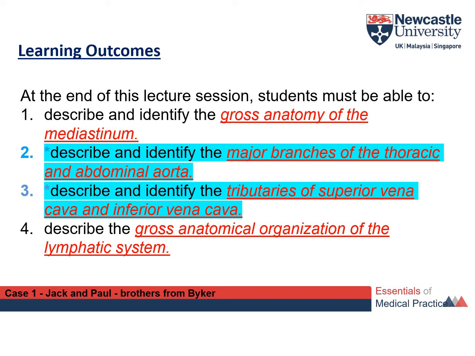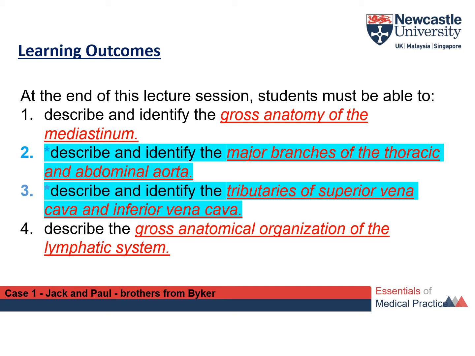Another thing that I want you to take note of, guys, is the use of the terms branches and tributaries here in the learning outcomes. What do I mean by this? Please take note that if you are talking of any description towards the arteries of the body, please use the term branches. For example, branches of the femoral artery, branches of the popliteal artery, or branches of the brachial artery. That is the appropriate term to use, which is called branches.